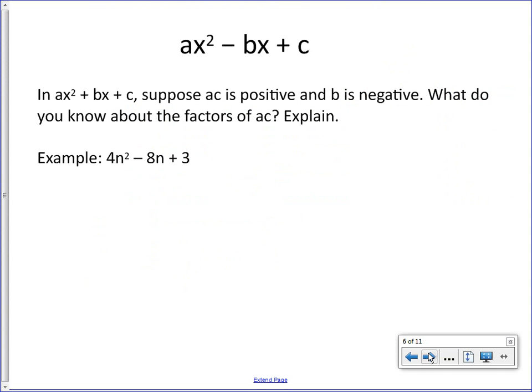All right. Let's look at the general form of ax squared plus bx plus c. In ax squared plus bx plus c, suppose the ac is positive and the b is negative. What do you know about the factors of ac? All right. Well, if a times c is positive, but they have to add up to give us a b that is negative, both factors would need to be negative.